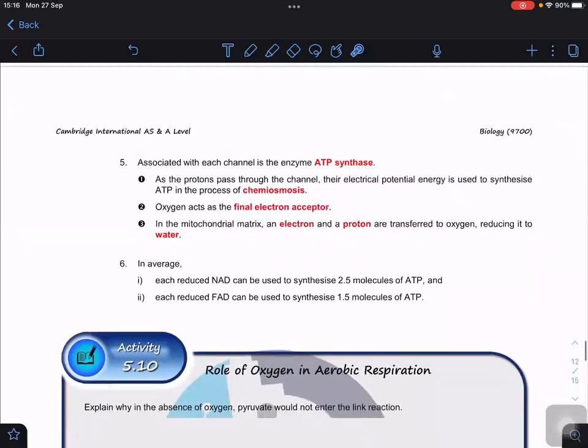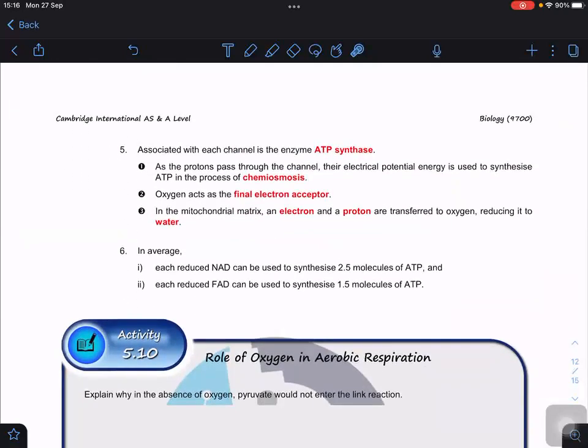Associated with each channel is the enzyme ATP synthase. As the proton passes through the channel, the electrical potential energy is used to synthesize ATP in the process of chemiosmosis. How about oxygen? Oxygen acts as the final electron acceptor.